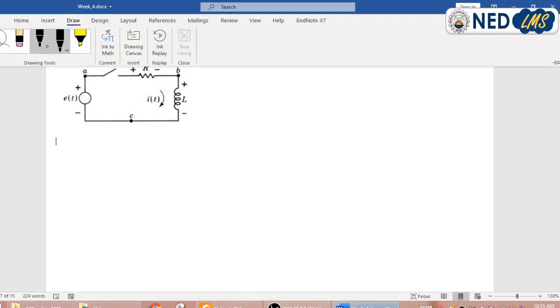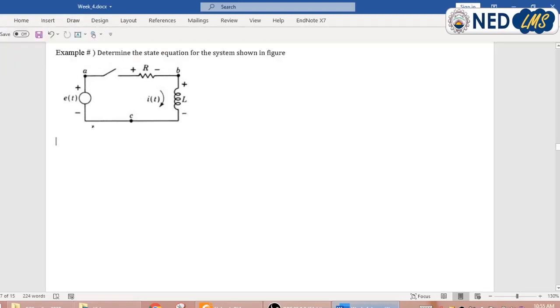If I want to write a KCL equation or a KVL equation, I can write a loop equation. This will be equal to E of T. Input voltage is equal to voltage across the resistor plus voltage across this inductor. Okay, this is my equation.